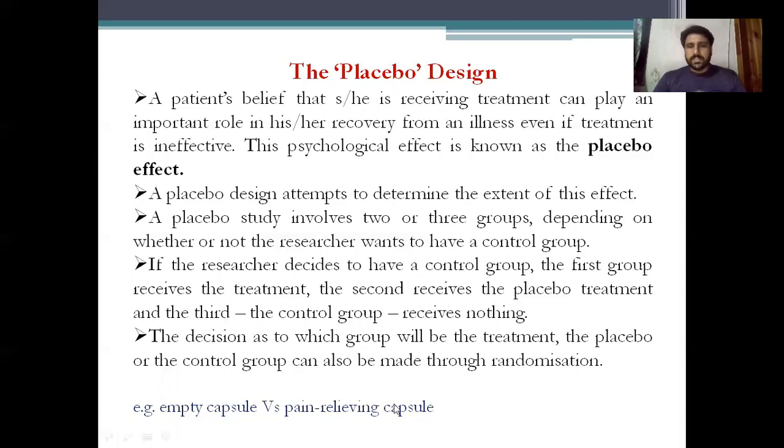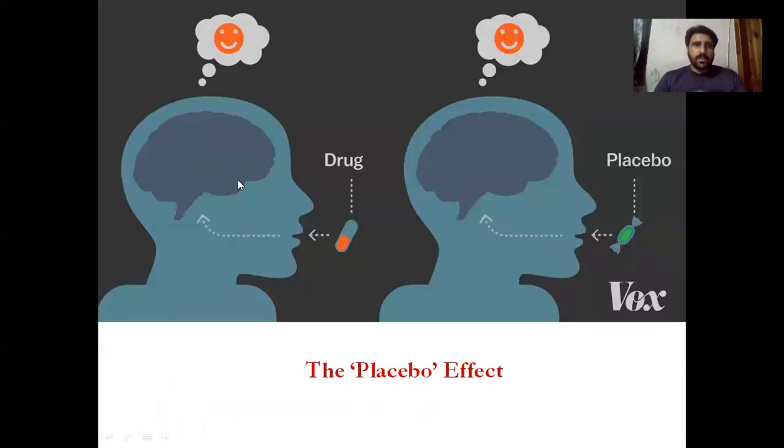For example, empty capsule versus pain relieving capsule. For a headache, a person might receive a drug, whereas another person might get a toffee. But both persons show signs of improvement. The person receiving the medicine says my headache is gone, and the person receiving the confectionery or an empty capsule is also saying that my headache has gone. He doesn't know that it's just a placebo effect.